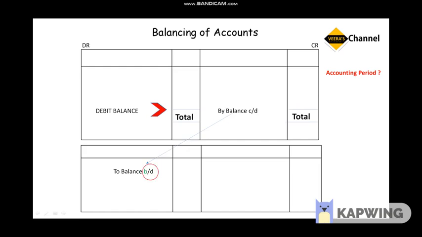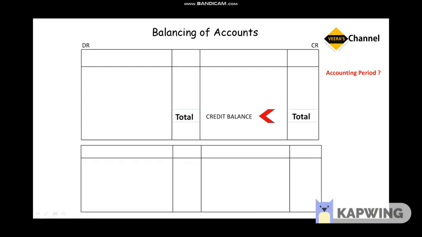Brought down. Similarly, we deal with credit balance. When the credit side total is greater than the debit side total, we say the account is having a credit balance. Whatever extra amount we have on the credit side, we balance that extra amount on the debit side by writing it as "to balance carried down". Now if you see, both sides' amounts will be equal, which is nothing but balancing of accounts.